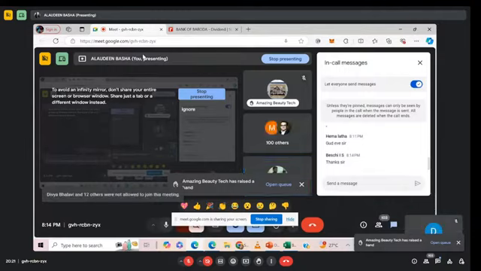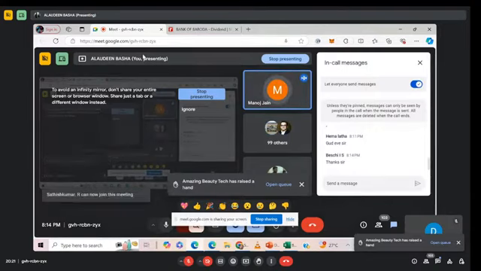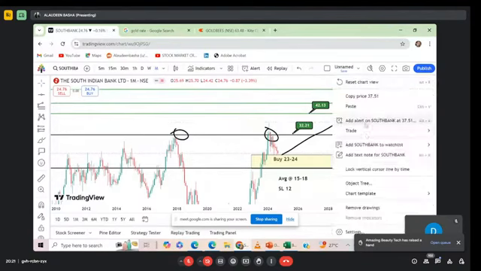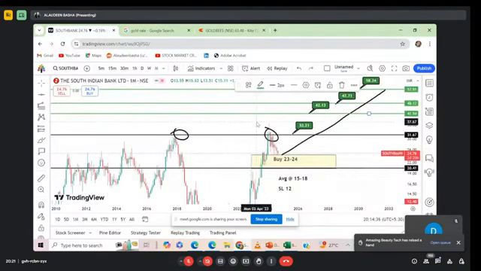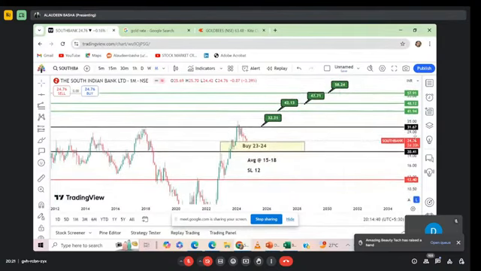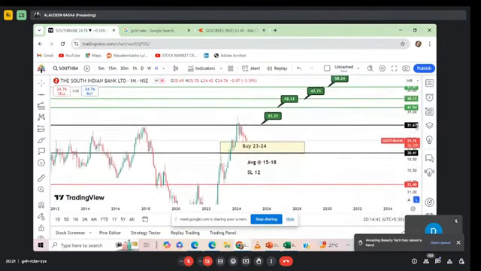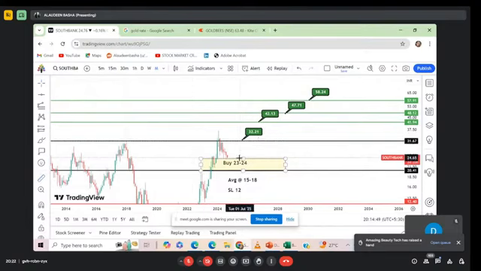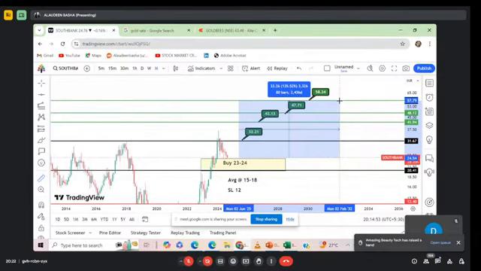Sir, in South Indian Bank, what was the duration? How do we know tentatively for the amount to double when you draw that line? Sir, for long term, you cannot predict the duration. Long term means you need to wait at least 3 years, minimum 3 years, maximum 5 years for achieving the multi-bagger. This target may take 3 to 5 years.